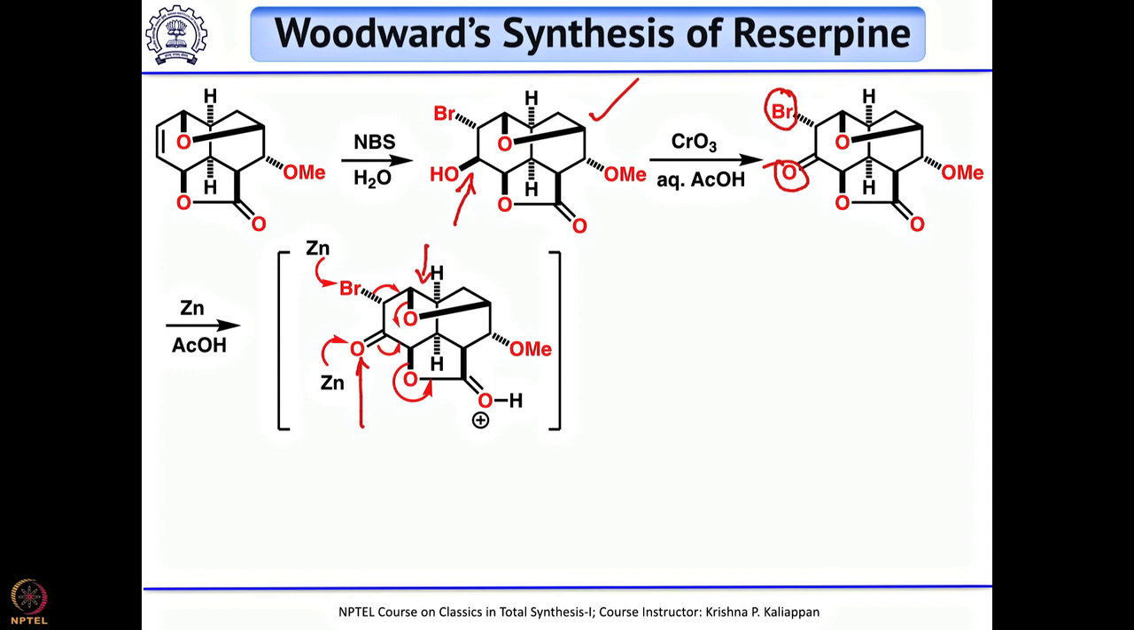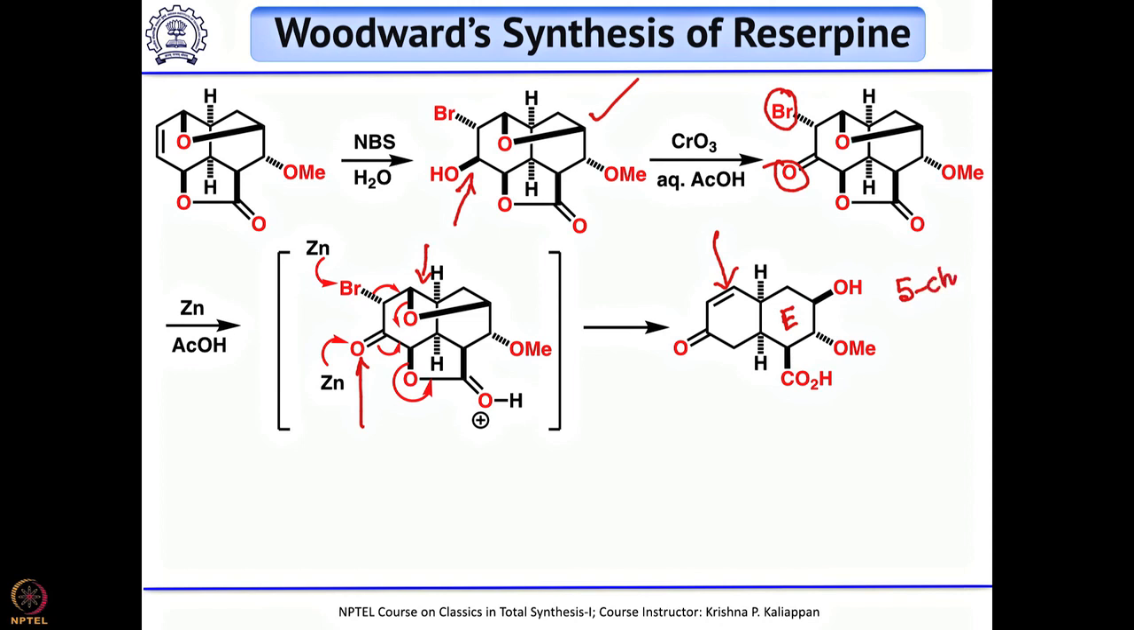When this happens, carefully see the arrow which I have written, and then what you get is this. I will leave it for a few seconds so that you can understand how it happens. So you get a cyclohexenone, and if you look at this E ring, all the 5 chiral centers are fixed. Though it is a relative stereochemistry, it is not an asymmetric synthesis.